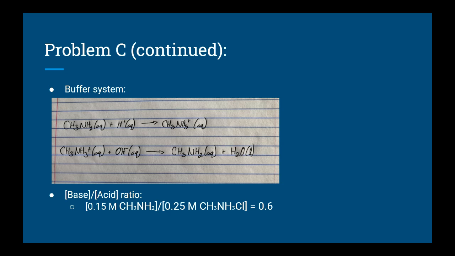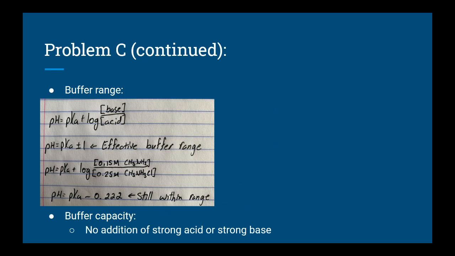We find the ratio of base to acid and find it to be 0.6, determining it as an effective buffer. We use the Henderson-Hasselbalch equation once more to find the buffer's range. After implementing our concentrations, we can see that the pH is only less than the pKa by a value of 0.222, keeping the buffer well within range. Again, since no strong base or strong acids were added, there is no need to determine the buffer capacity. Methylamine and methylammonium chloride do indeed mix to become a buffer.